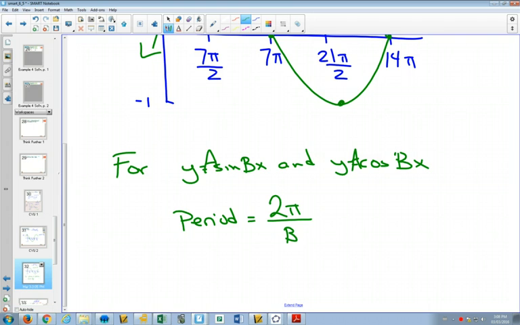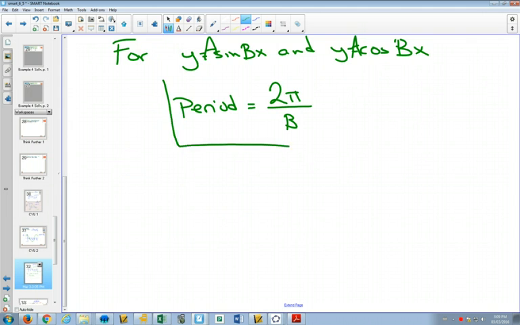Let's see if it worked in our previous example. Our B value was 1/7. What happens if I take 2 pi and divide it by 1/7? Well, dividing by a fraction is the same as multiplying by the reciprocal. So you'd have 2 pi times 7/1, which equals 14 pi, which is what we found out. So for sine and cos, whenever you have a b value, your period becomes 2 pi over b.